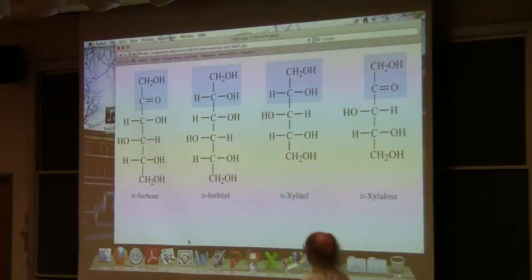Xylitol is also used as an artificial sweetener, and it looks like a sugar as far as our taste buds are concerned.